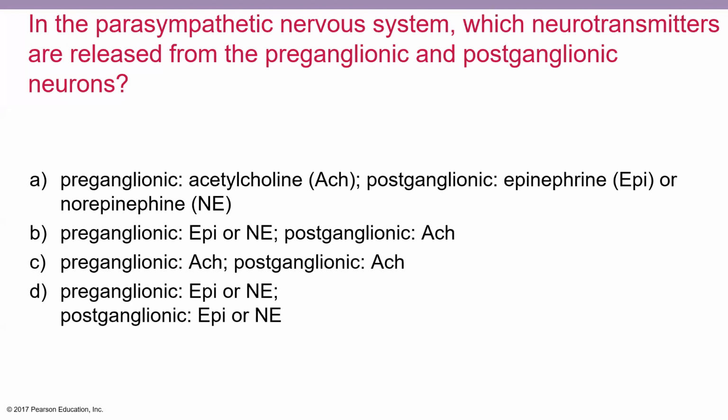And I keep stressing here, in the parasympathetic system, both neurons release acetylcholine, okay? Preganglionic neurons, postganglionic neurons, they both release acetylcholine. In the sympathetic division, preganglionic neurons release acetylcholine, but postganglionic neurons release norepinephrine and epinephrine, with the small exception of sweat glands, okay? So the correct answer here should have been C.